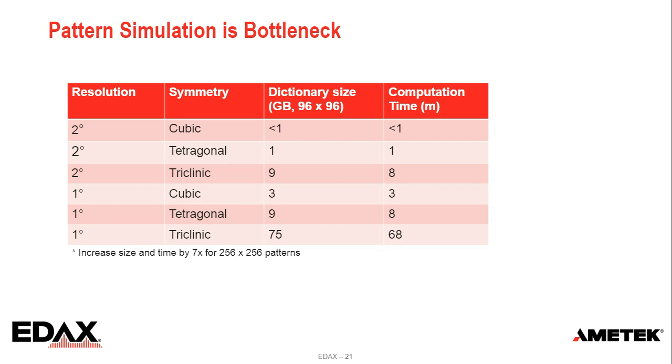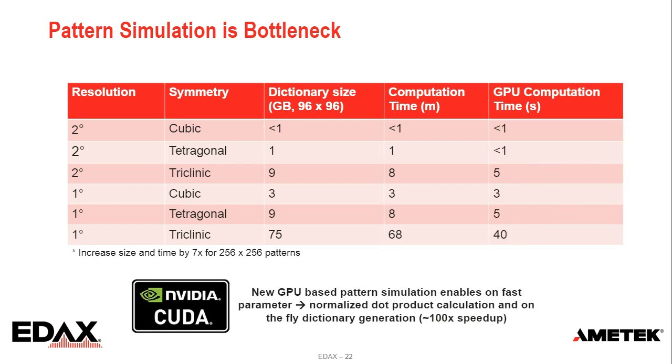So what we have now that is hopefully going to be available in the next couple of months is a GPU implementation of pattern simulation, which gives you a factor of about 100 speed up. So you can see that obviously it's not going to decrease the size of the dictionary, but even this 1-degree no symmetry dictionary, you can generate the whole thing in about 40 seconds. So it's fast enough that you don't have to store anything on the disk, and you can just generate things on the fly.